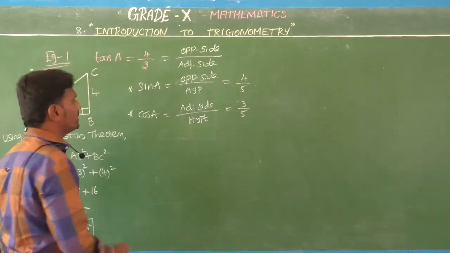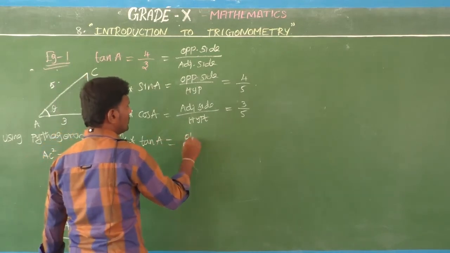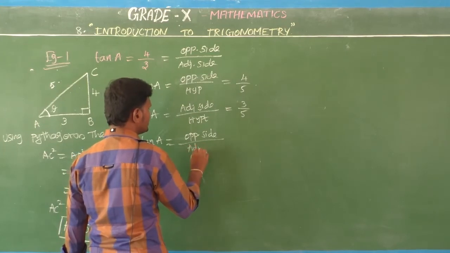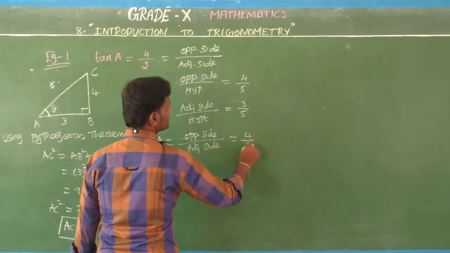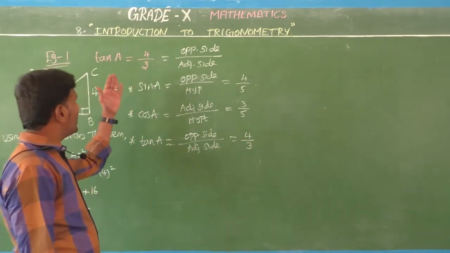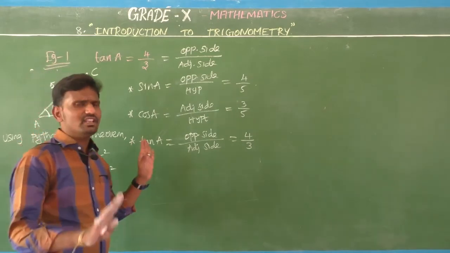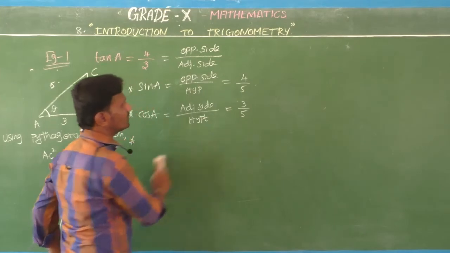Then the third ratio is tan A, which is equal to opposite side divided by adjacent side. So opposite side is 4 and adjacent side is 3. Already it is given. If you want to write this, it's your wish. Already I have it, so if I don't want to write, leave that. It's not a problem.